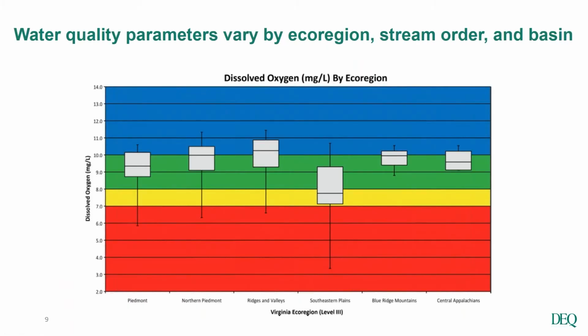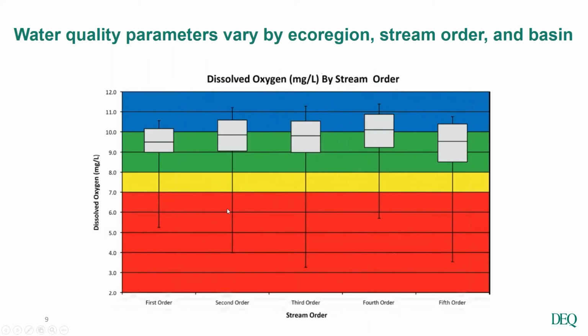But it's also important to remember that these different thresholds and these different parameters vary by ecoregion. So here we have dissolved oxygen, and we can see that if you're working in the Blue Ridge Mountains, you're going to expect dissolved oxygen concentrations that are higher than if you're working in the southeastern plains. So if you are in the southeastern plains and you have a lot of observations that are in this yellow category, it might not be abnormal for that region. It could be a natural condition. So it's just important to remember where you are.